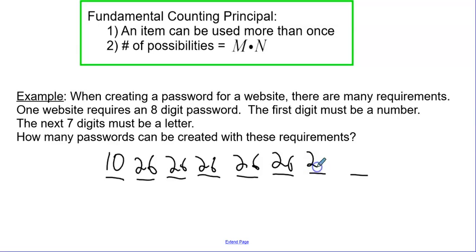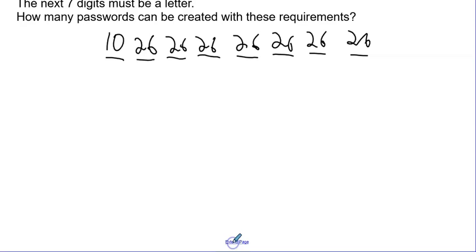Now, notice it didn't say anything about repeating. This means that the letters can repeat. If they didn't repeat, then it would be 26, 25, 24, and so forth. But since it doesn't give us a requirement, we just multiply straight across all these numbers in the calculator.